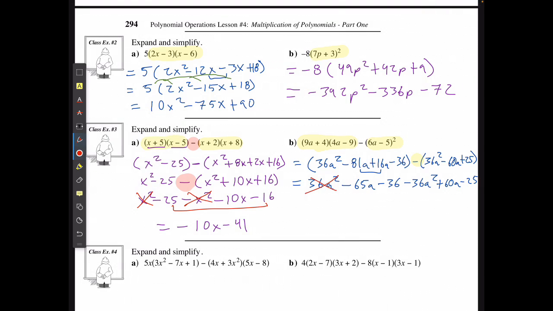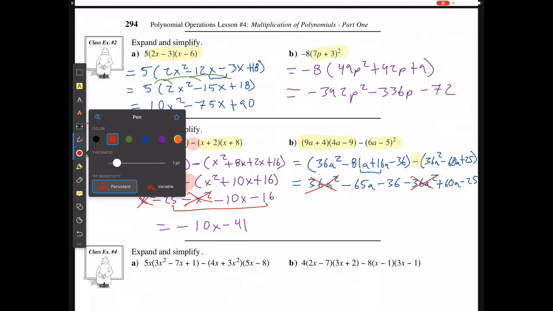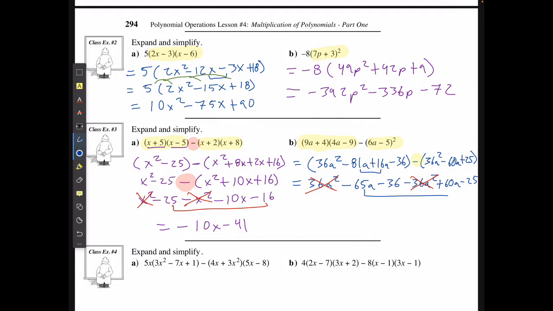The positive 36a squared and the negative 36a squared are going to cancel each other out. The negative 65a and the positive 60a leaves me with negative 5a, and the negative 36 and negative 25 gives me negative 61.